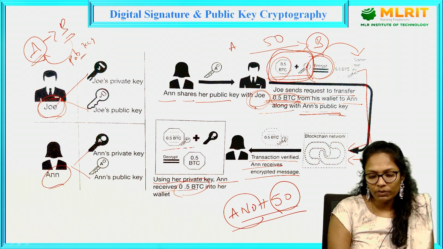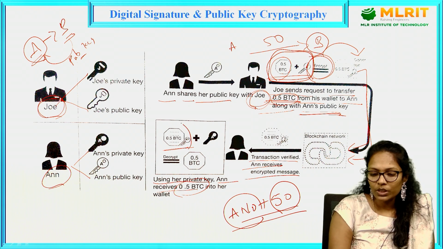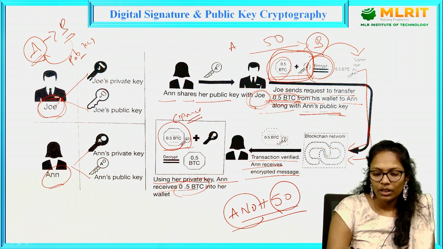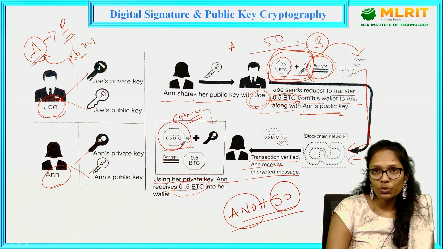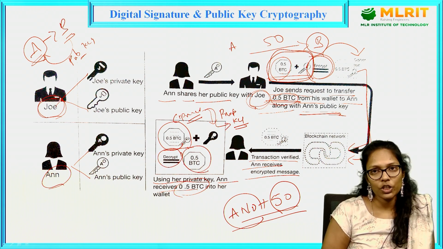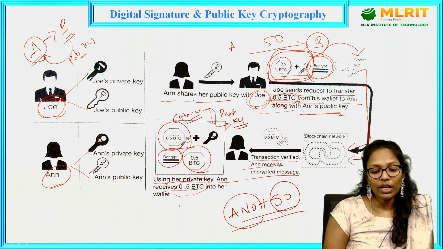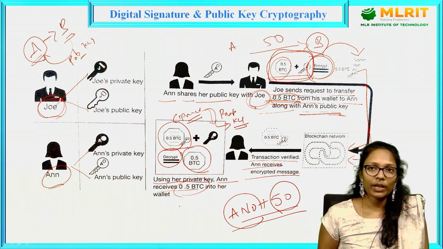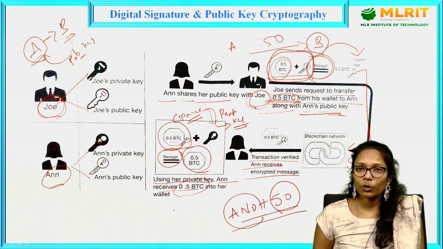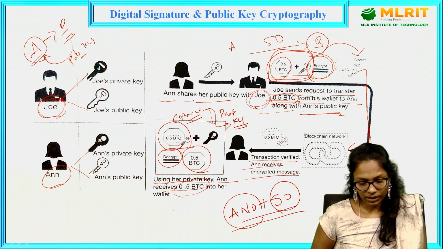Whatever the information is, this information is actually the ciphertext. For this ciphertext, she is also using the private key. If she combines these two and decrypts, she will get the original message, that is 0.5 BTC. In this way, the public key and private key are used in transferring funds. Then what about the digital signature? That we will see now.